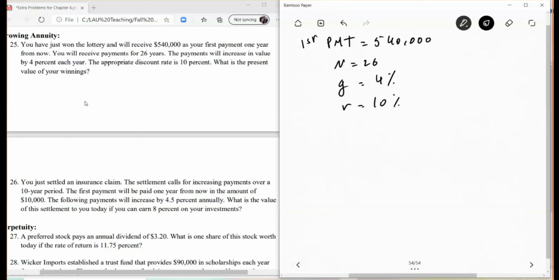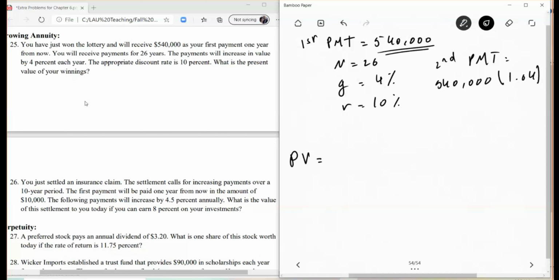So this is clearly a growing annuity because that payment is growing year after year. The first payment is $540,000. The second payment is equal to $540,000 times 1 plus the growth rate, so times 1.04. The third payment, this is $540,000 times 1.04 to the power 2. So the annual amount I'm receiving is increasing year after year by the growth rate of 4%.